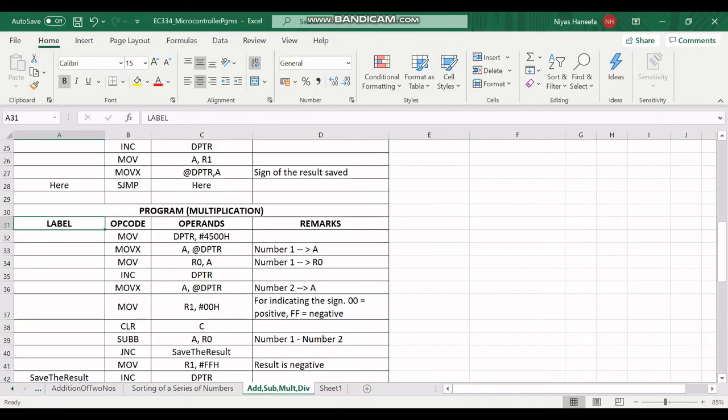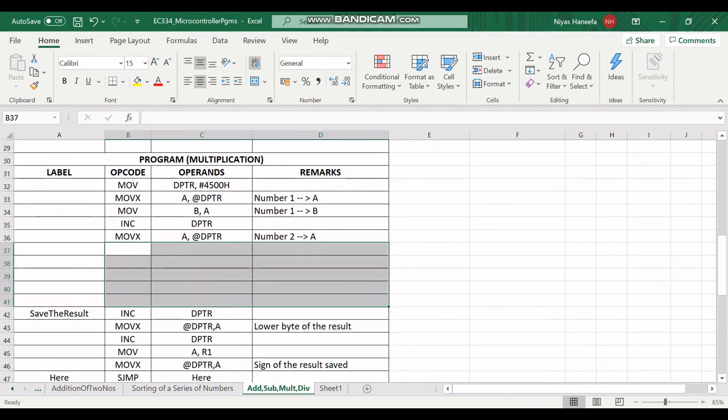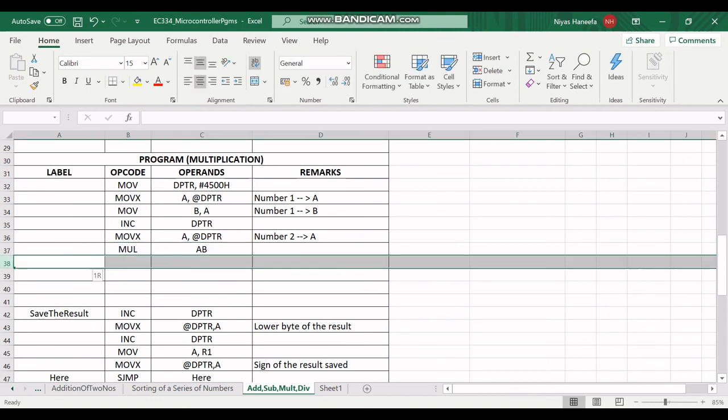So we are having this in R0. Let's replace that with B. That is what the instruction says. So number 1 in B. Increment DPTR, MOVX A. This is not required, this was for sign purposes, so we don't want that. So we are having A with one number, MUL AB. So that multiplication process happens.